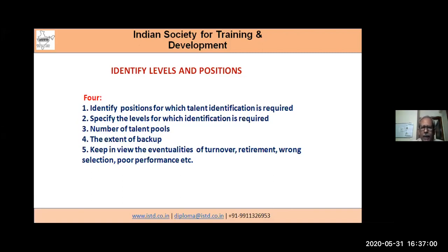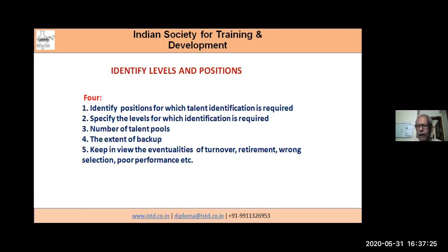Then specifying the level for which identification is required. The levels, as I said, whether these positions are required at top management, middle management, or junior management. Accordingly, depending upon the position and the responsibility that particular position has, one needs to have a search for people accordingly.